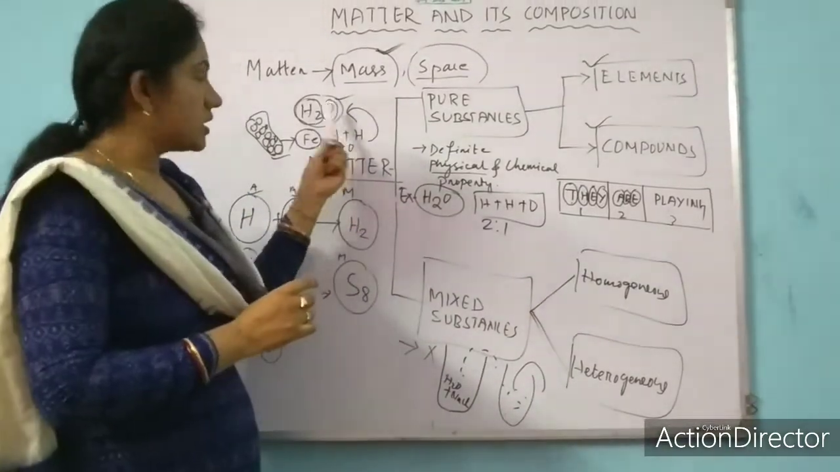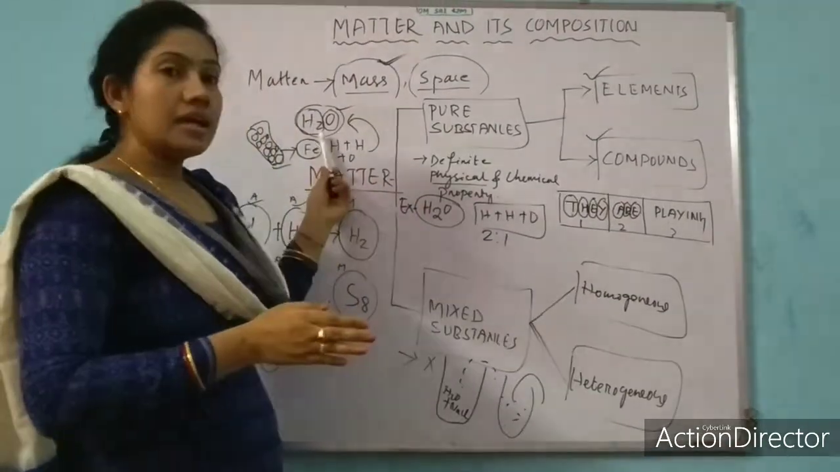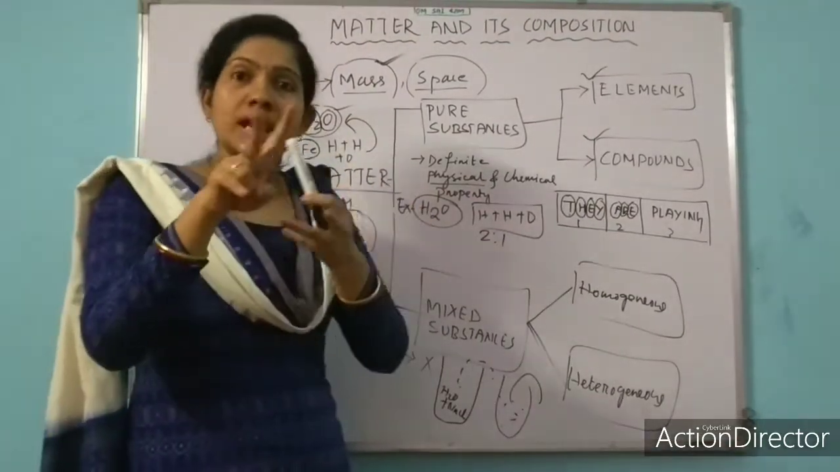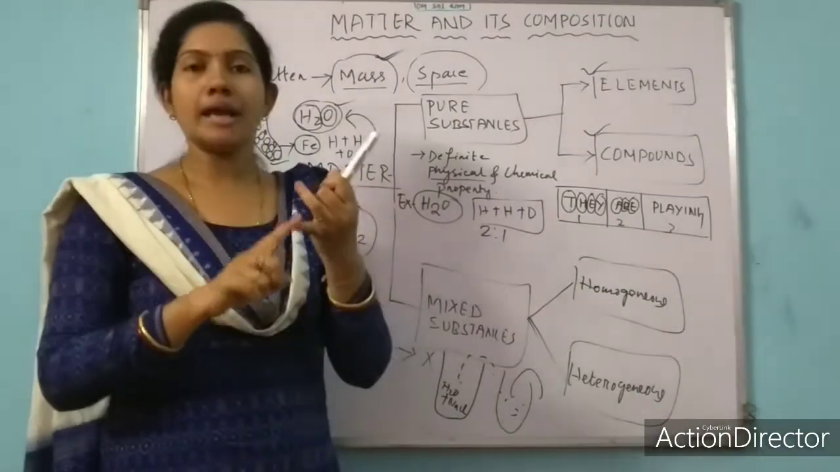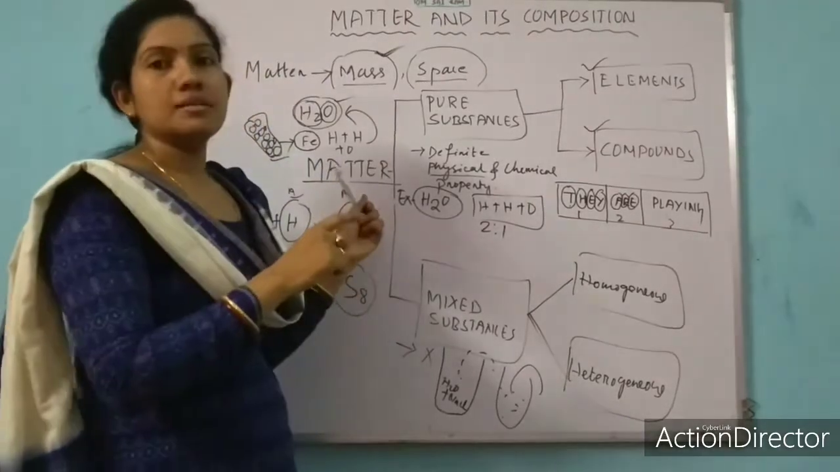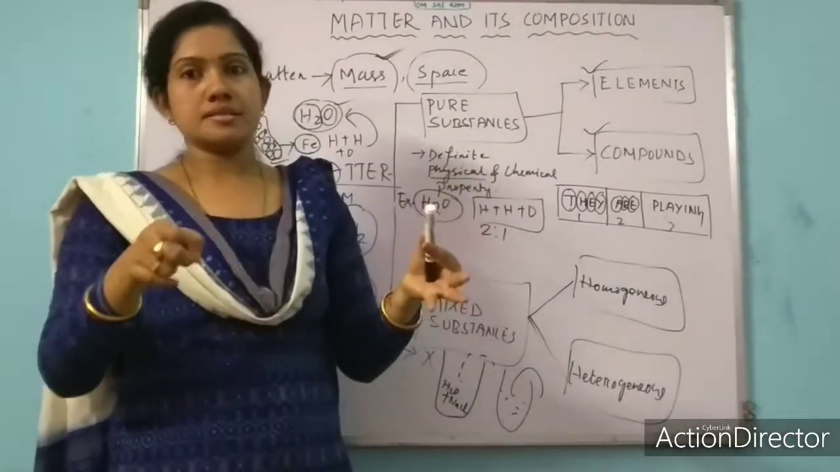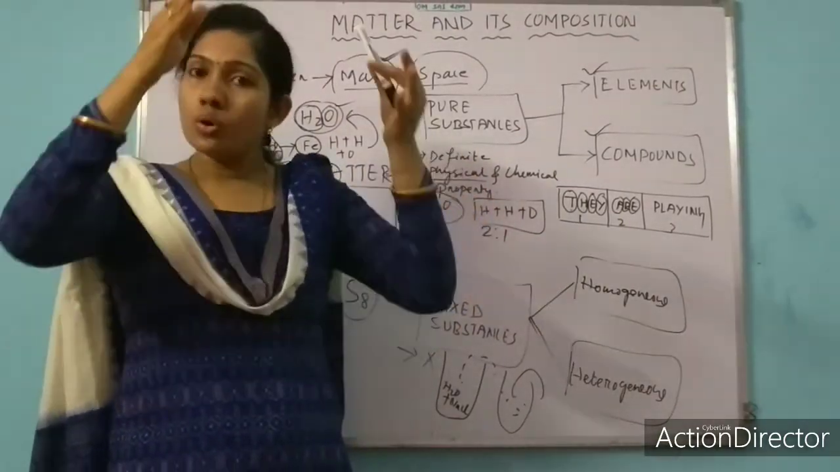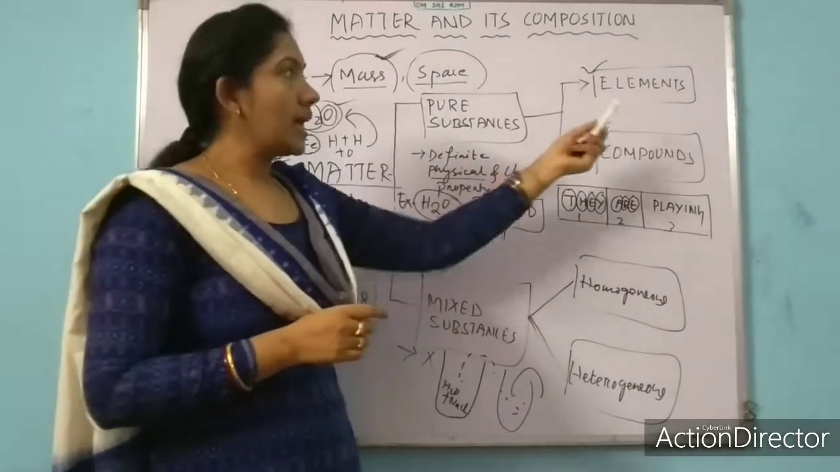So here water is the combination of two hydrogen and one oxygen, which means it is made up of two types of atom. What are the two types of atom in water? Hydrogen and oxygen. That means we cannot call it an element. But if I talk about a piece of gold, yes, a piece of gold has only gold atoms in it. That's why we can call it an element.